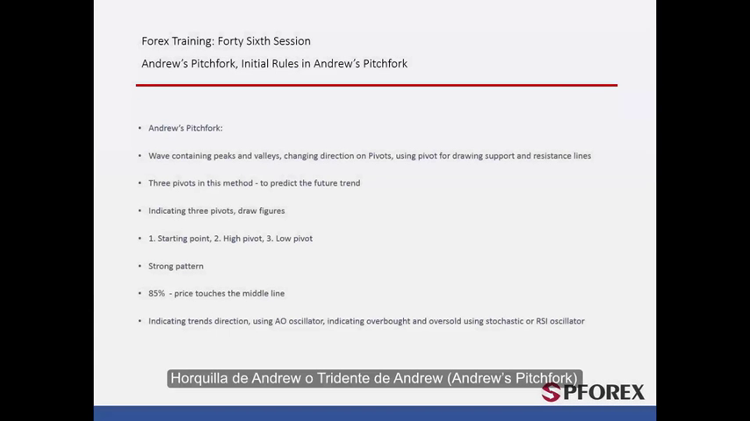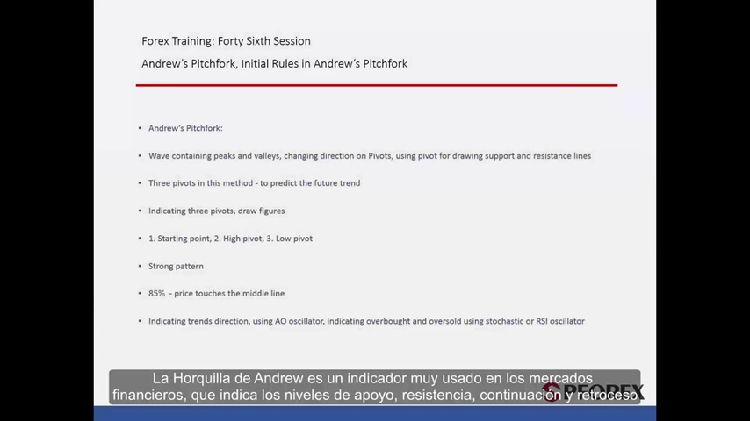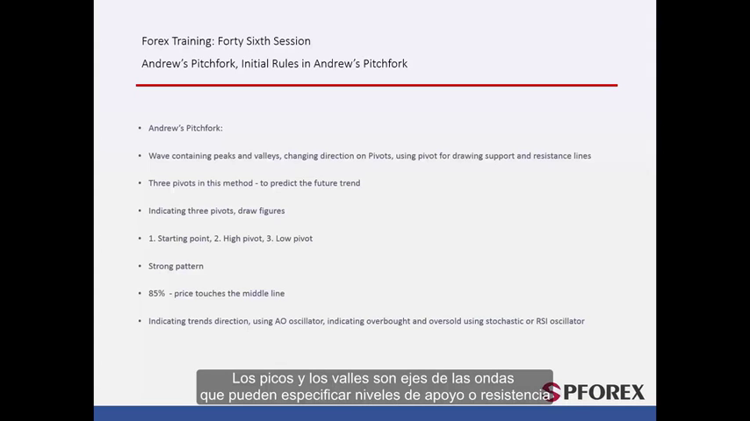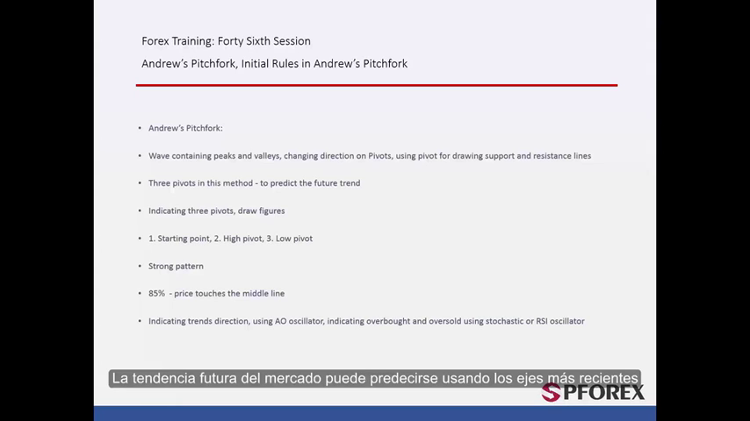Andrew's pitchfork is a widespread indicator in the financial market that indicates support, resistance, reversal, and continual levels. Peaks and valleys are pivots of the waves that can specify support or resistance levels. The future trend of the market can be predicted by using the most recent pivots alongside the Andrew's pitchfork indicator available in the MetaTrader 4 platform.